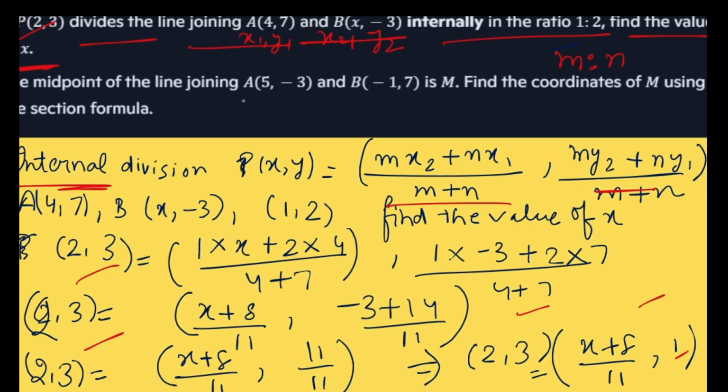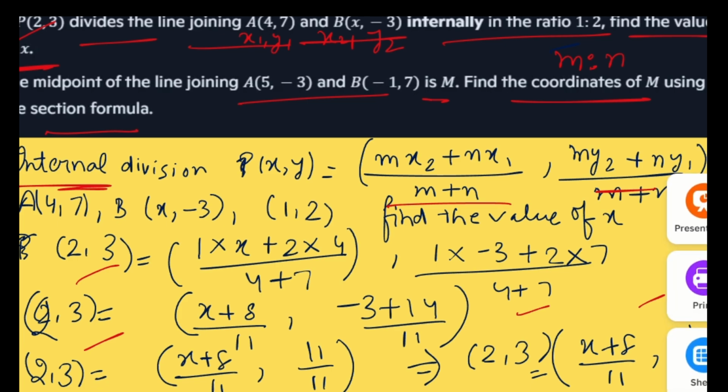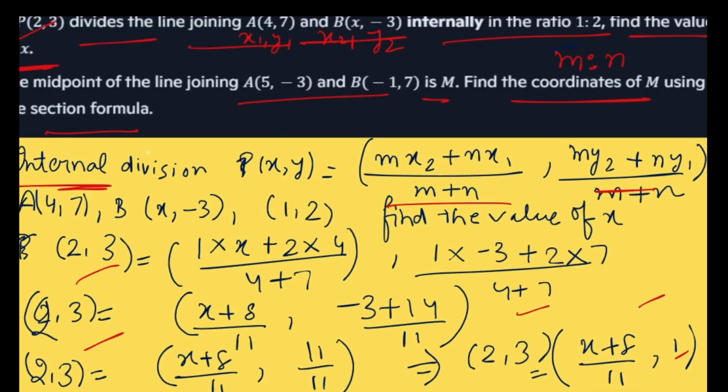So the midpoint of the line joining is M. Find the coordinates of M using the section formula. So what does it mean? They are giving you the midpoint of the line joining. So we are going to solve this question here. The question is, the midpoint of the line joining A(5, -3) and B(-1, 7).